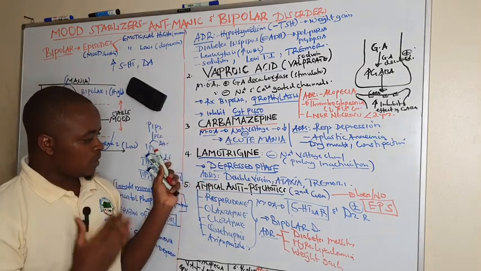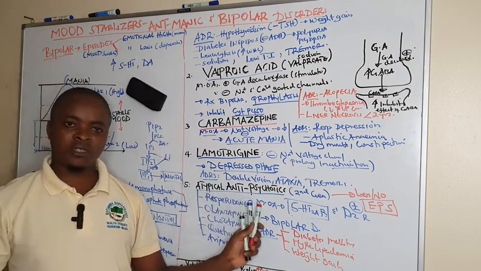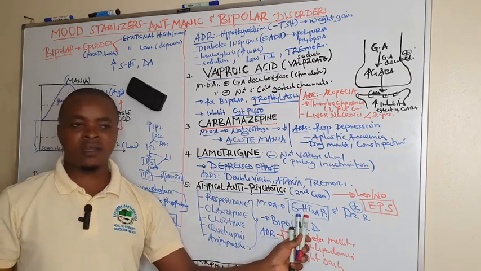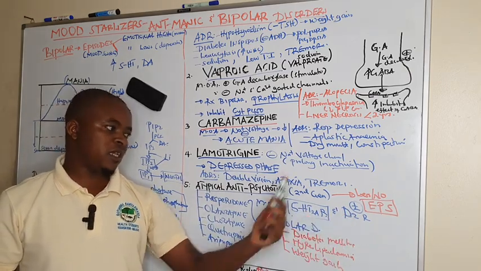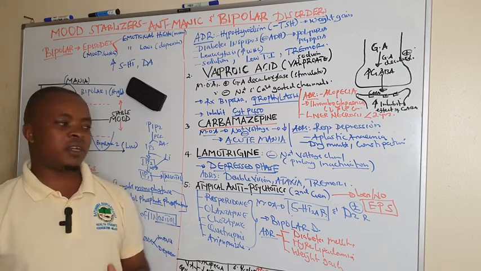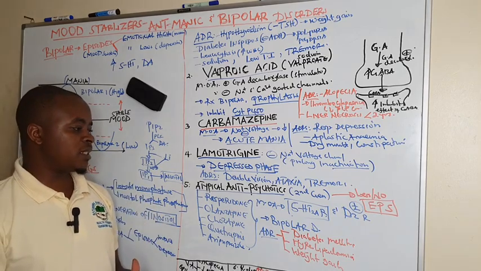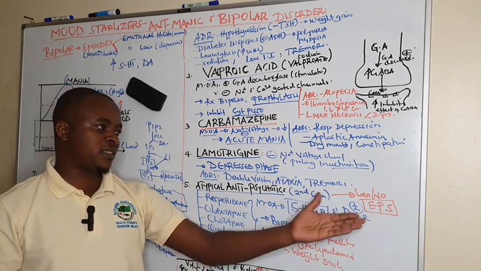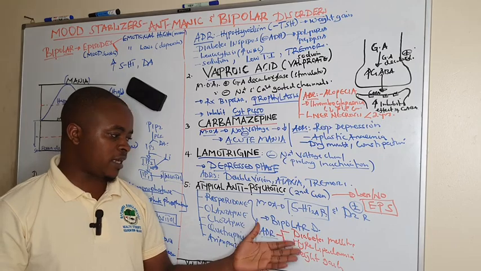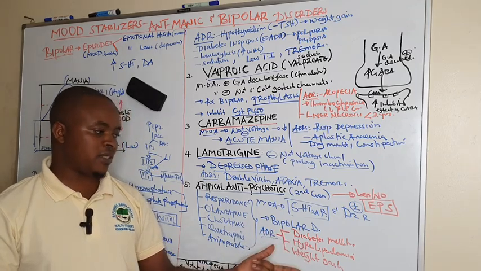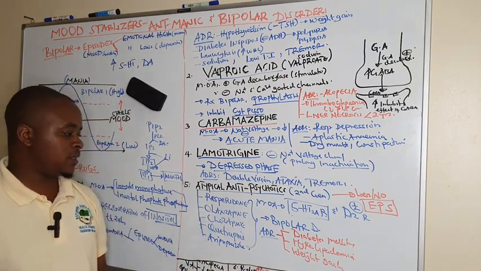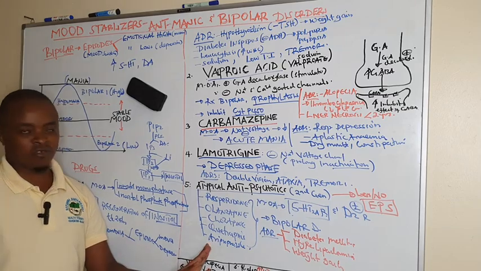Then we ended up with atypical antipsychotics, which act by binding to serotonin 2 receptors and to a lesser extent dopamine 2 receptors, inhibiting release of these transmitters within the limbic system, and they have fewer extrapyramidal syndromes. The side effects we have seen are diabetes mellitus, hyperlipidemia, and weight gain, and these are the examples of the drugs.